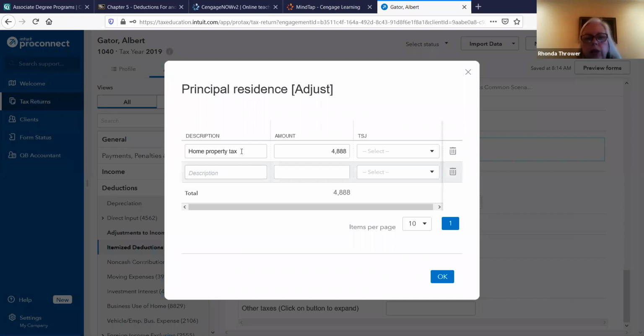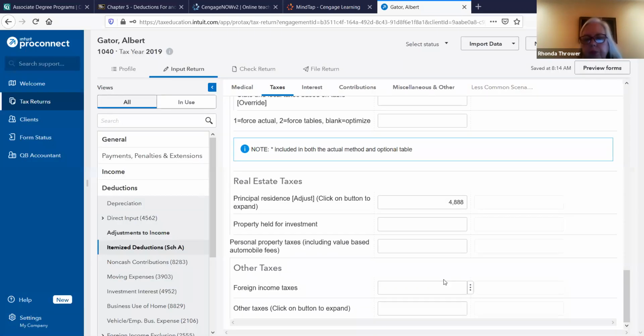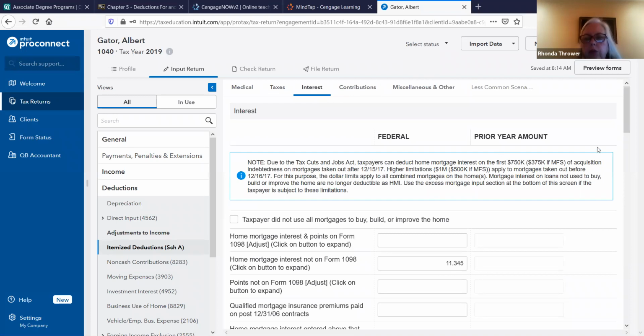And then you'll write in there that it's home property tax, the amount of $4,888, and just click OK. And that was all of the taxes that we had. So we're going to go to the next tab, which is interest. We can deduct some items for interest. If you've got mortgage interest, we definitely can deduct that.